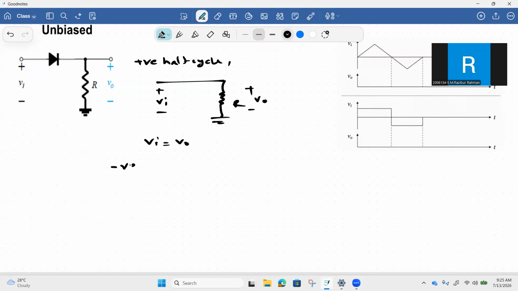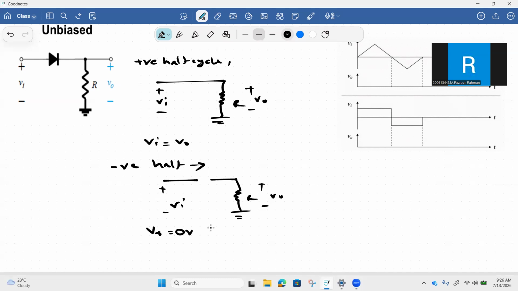During the negative half cycle, the diode will be reverse biased and it will act as an open circuit. The equivalent circuit can be represented as this. Here, as the diode is acting as an open circuit, there will not be any voltage appearing across the output resistor. So the output voltage will be 0 volt.